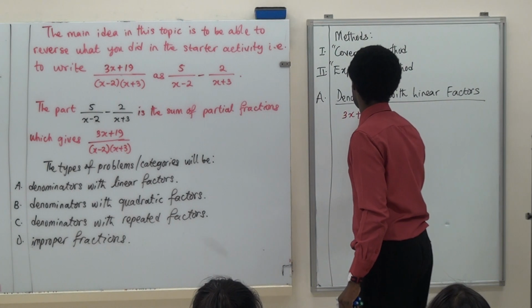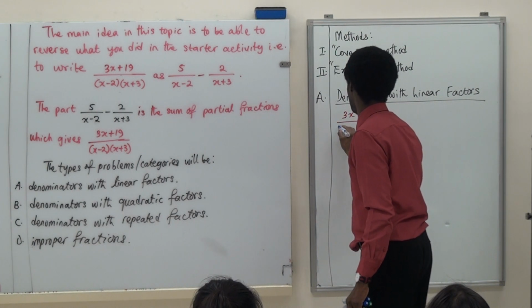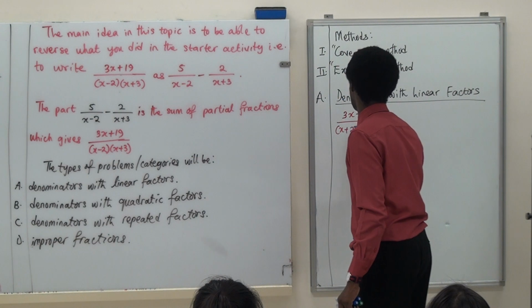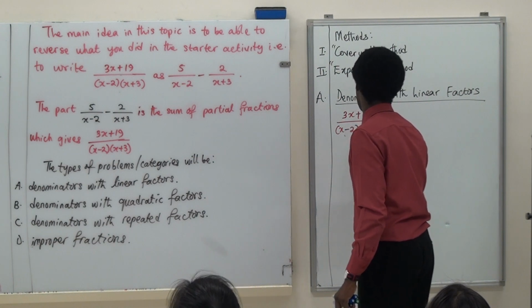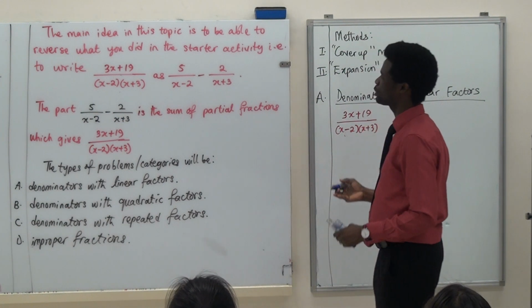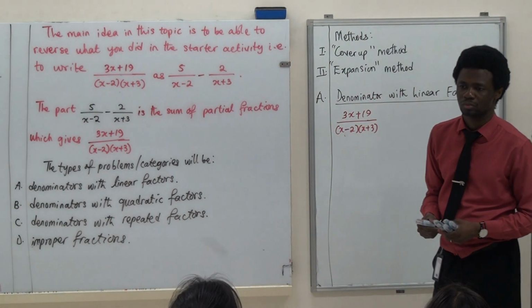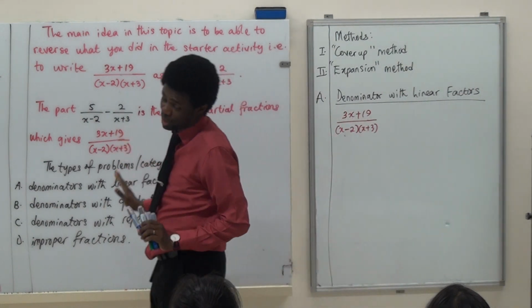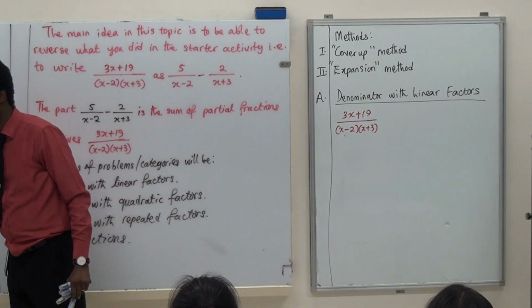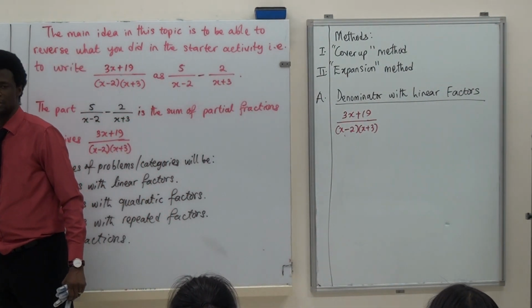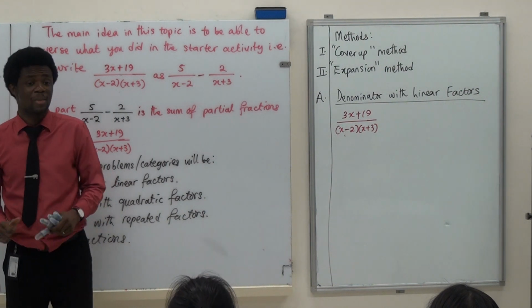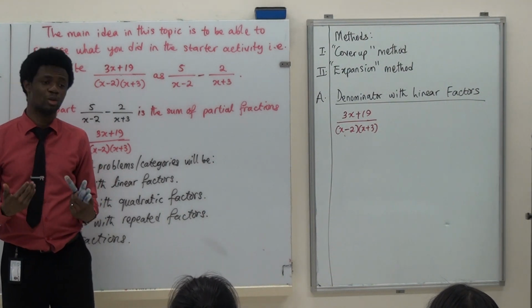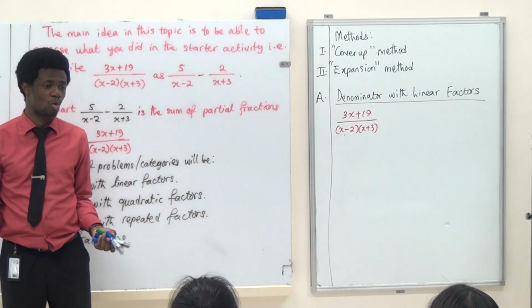If we have (3x + 19) divided by (x - 2)(x + 3), and you want to split it back into two parts. We know, because we have done this before, that there are two parts and there are numbers at the top. Those numbers are the unknown. If only we know those numbers, then everything is over, right?